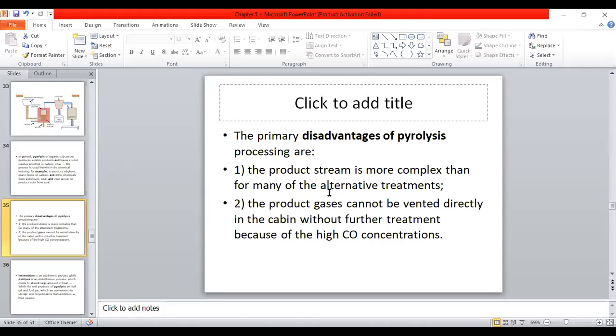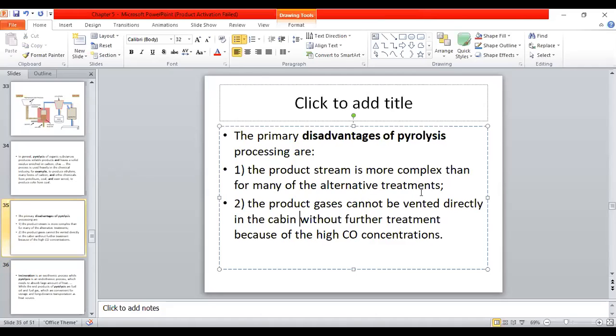The primary disadvantages of the pyrolysis process are that the product stream is more complex than for many of the alternatives, with high CO concentration without further treatment. Why is high CO concentration there? It is an indirect burning. In absence of oxygen, it is burning. And in presence of oxygen, if burning is performed, it emits carbon dioxide. Actually, carbon dioxide has not been an air pollutant for a long time. But nowadays, the population has increased and the rate of cutting of trees has increased, and hence we are feeling that carbon dioxide is also one of the air pollutants, but naturally it was not. But carbon monoxide is a very dangerous air pollutant.